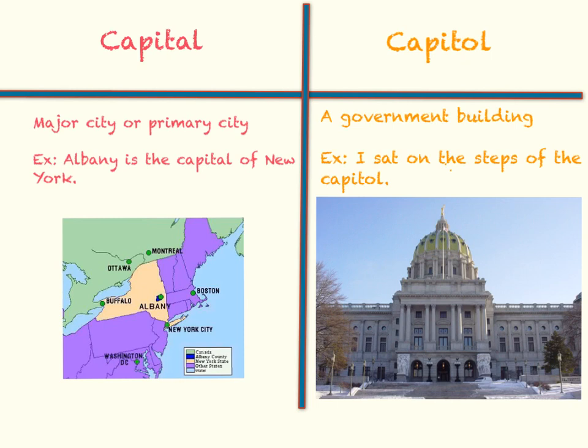In the next example, we have capital. Capital spelled with an AL at the end and capital spelled with an OL at the end. The capital with the AL refers to a major city or primary city. The example would be, Albany is the capital of New York. The second one, with OL, refers to a government building. Example, I sat on the steps of the Capitol.